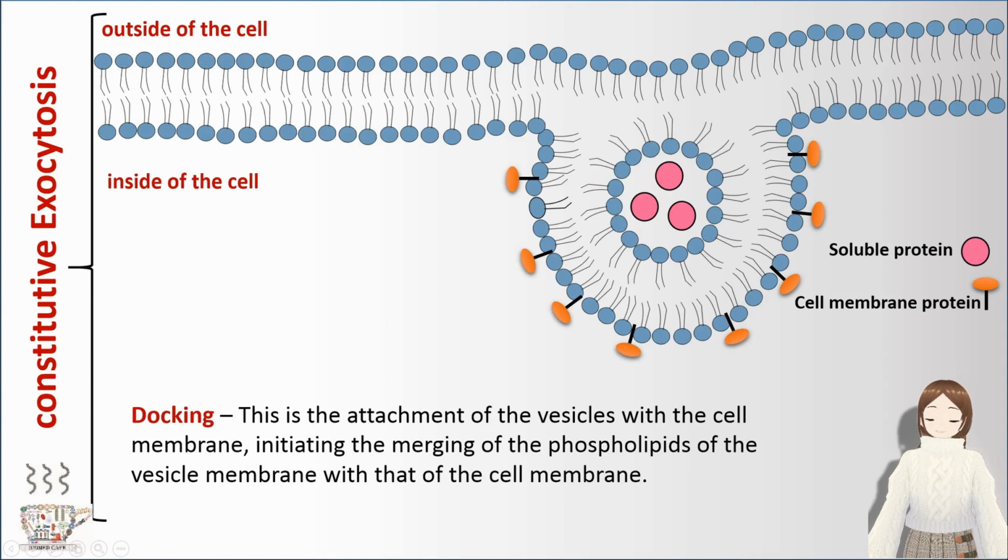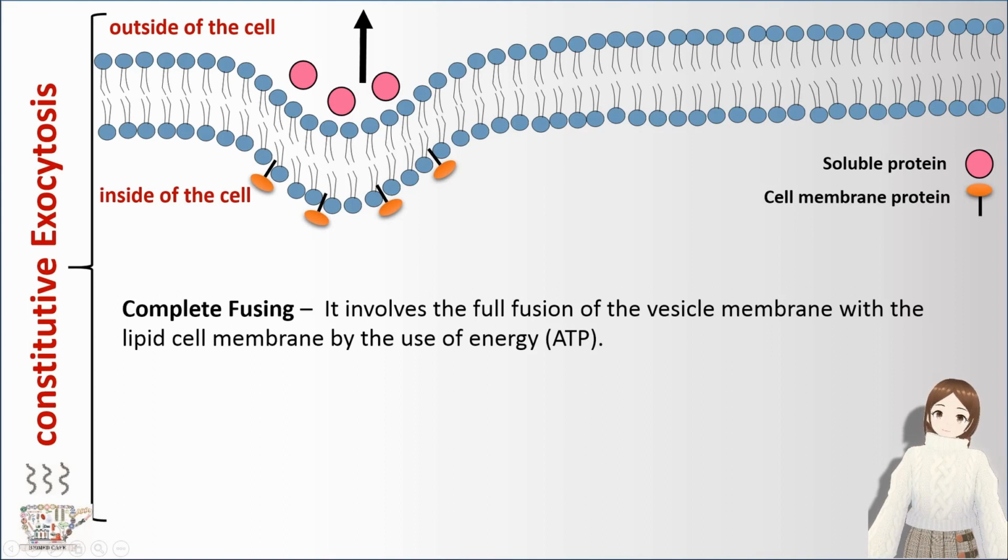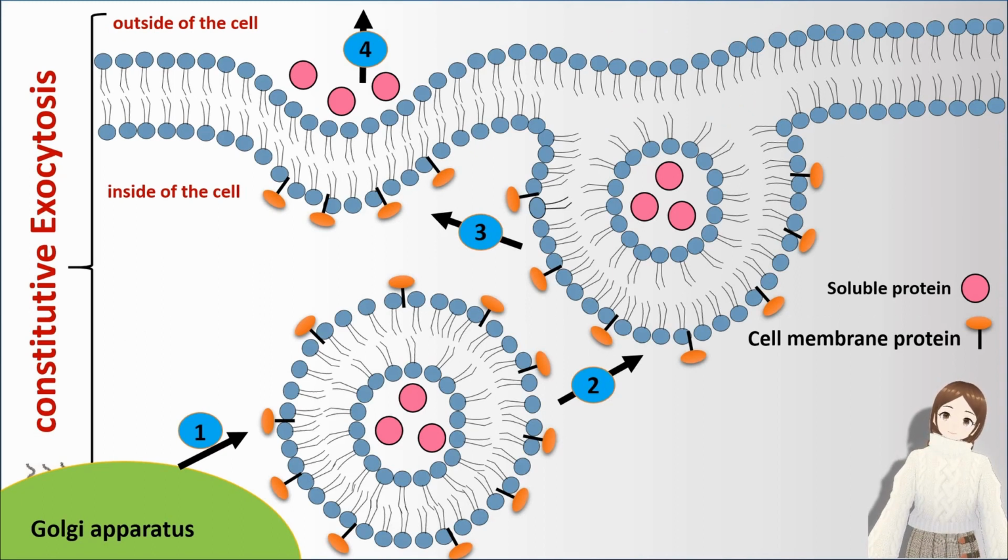The third step is docking. This is the attachment of the vesicles with the cell membrane, initiating the merging of the phospholipids of the vesicle membrane with that of the cell membrane. And the final step is complete fusing. It involves the full fusion of the vesicle membrane with the lipid cell membrane, without the use of energy or ATP. You can see here all steps of constitutive exocytosis together.